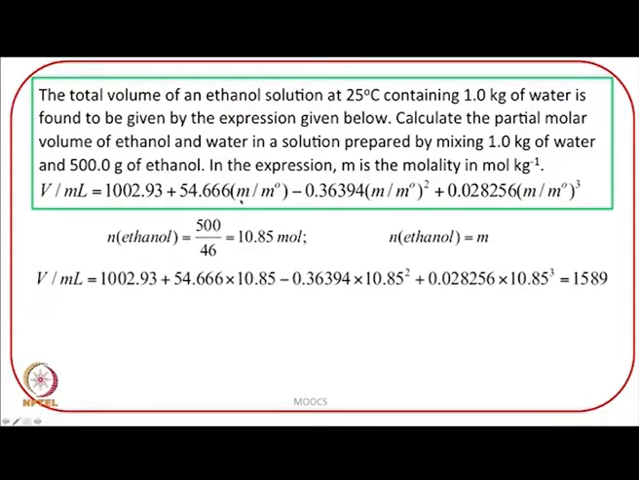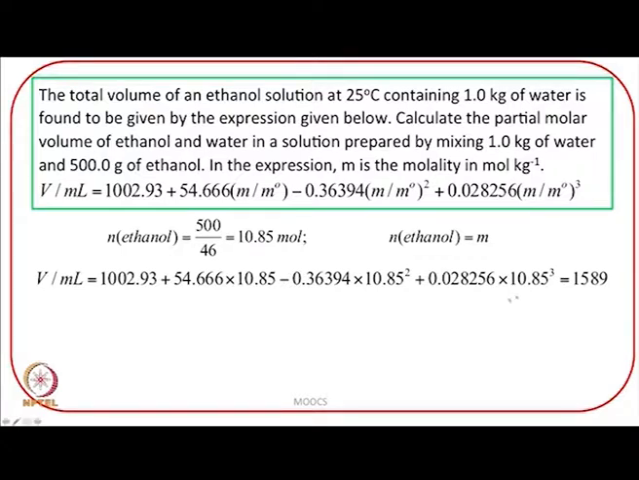When you differentiate, you will get the partial molar volume. But first of all, we will need the total volume. The total volume of the solution, when 500 gram of ethanol is added, which is equivalent to 10.85 mole, you put instead of M 10.85, substitute, the answer that you will get is 1589 milliliter. This is the total volume of solution.